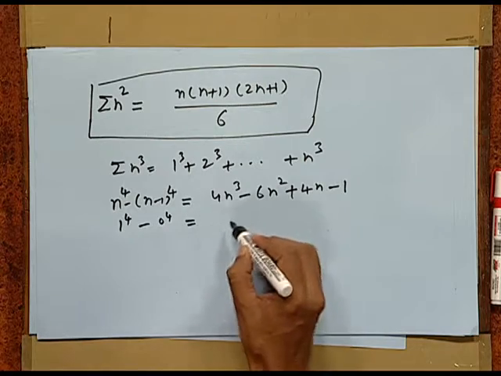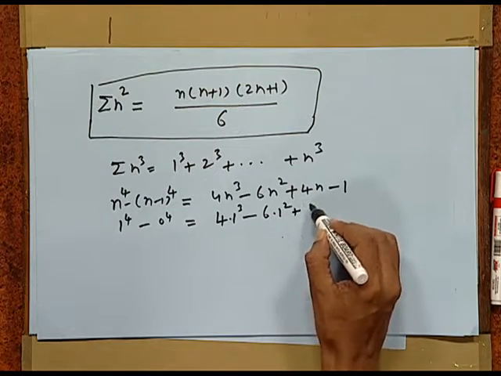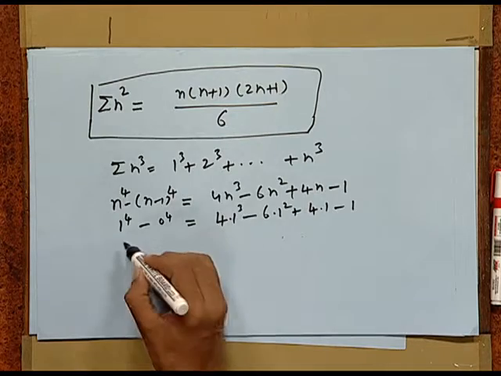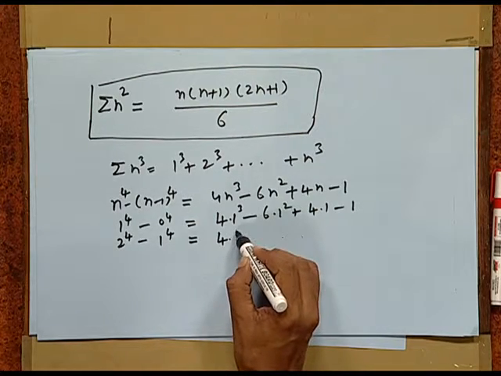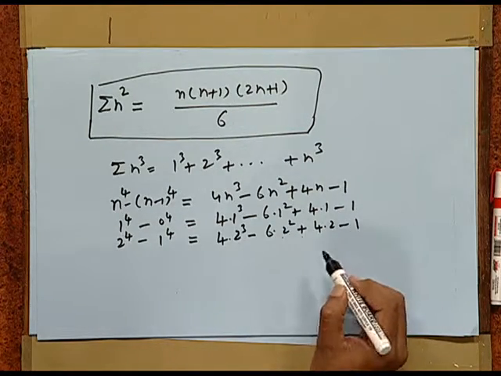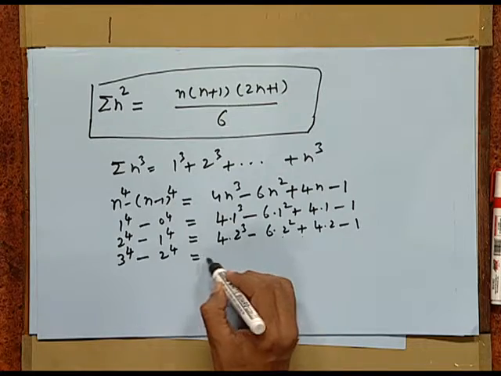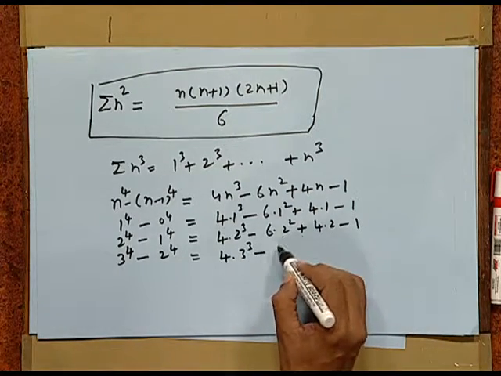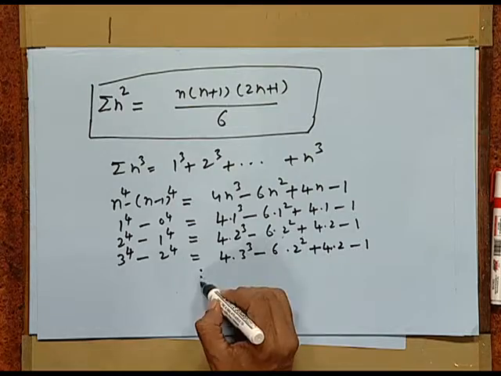As before, we give values from 1 to 3 and so on. So, we get 1 power 4 minus 0 power 4 is equal to 4 times 1 cube minus 6 times 1 square plus 4 times 1 minus 1. Similarly, 2 raised to power 4 minus 1 raised to power 4 is equal to 4 times 2 cube minus 6 times 2 square plus 4 times 2 minus 1.